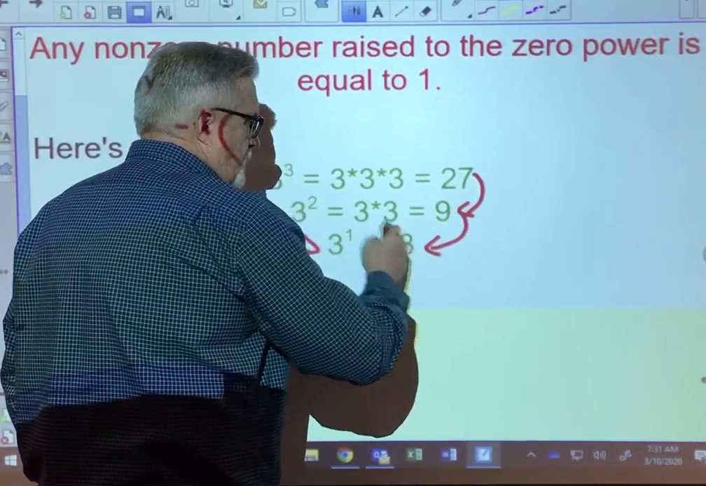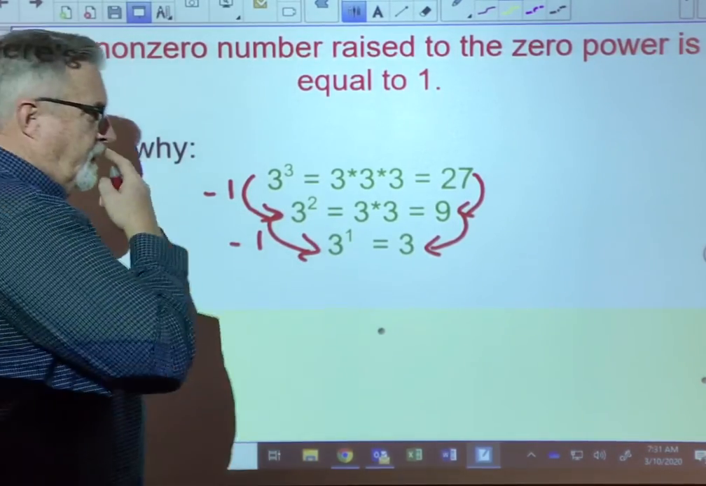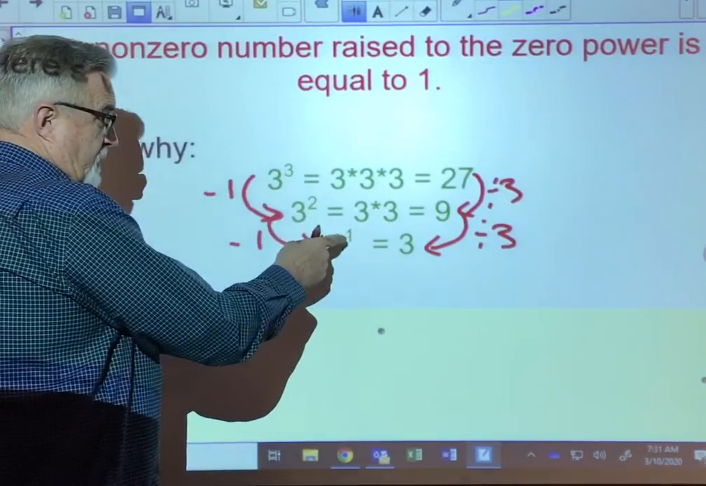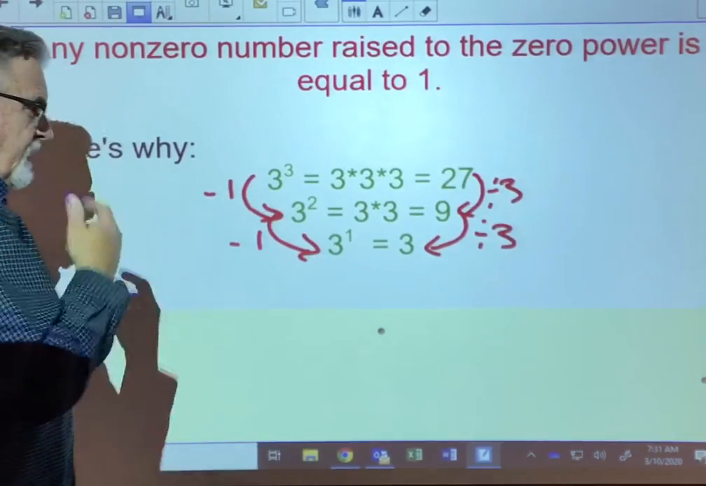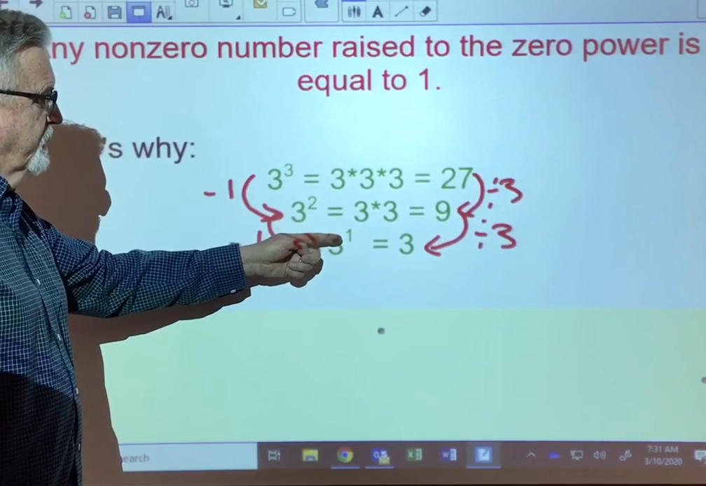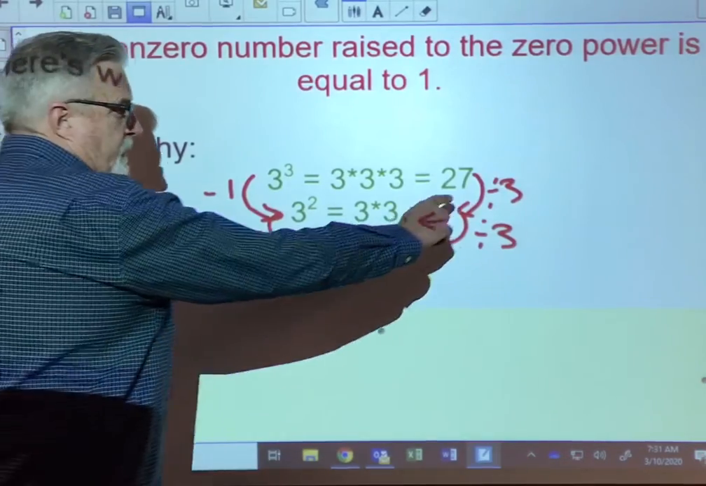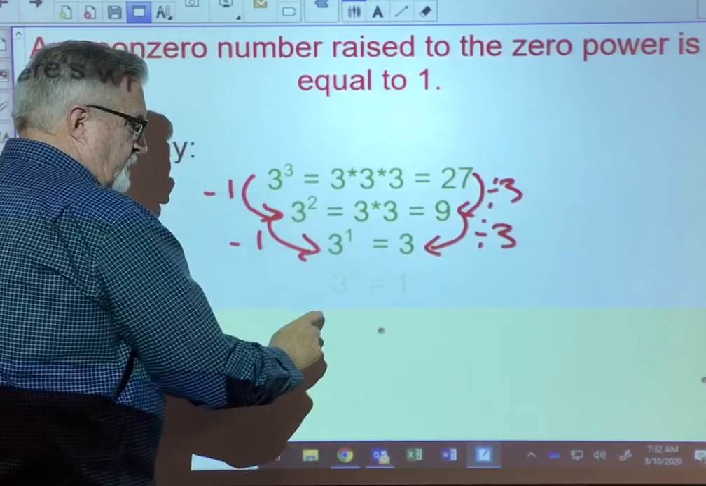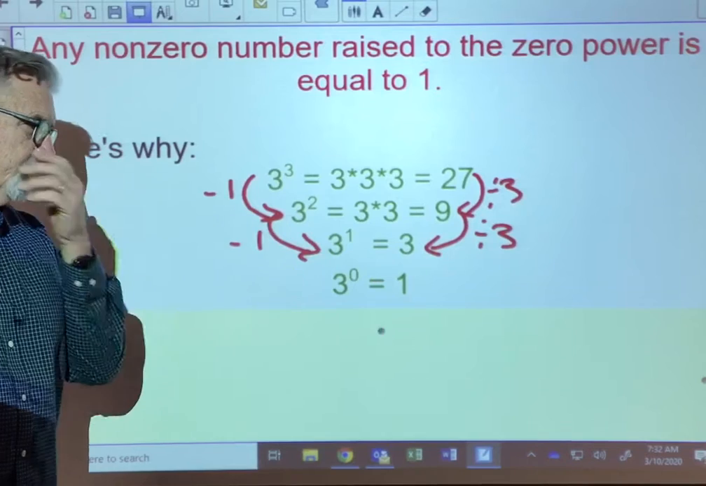So I'm trying to think what they are dividing by that can get me down to the next number each time. And we realize that they're dividing by 3 each time, because they're taking away one 3 every time the exponent goes down. So if we follow that logic, it's 3, 2, 1 with our exponents. Our next exponent would be 0. And if we follow our rule, divide by 3, 3 divided by 3 is equal to 1. So 3 to the 0 power is equal to 1.